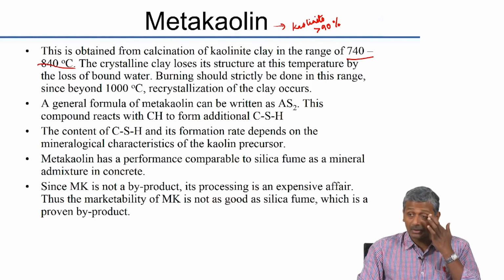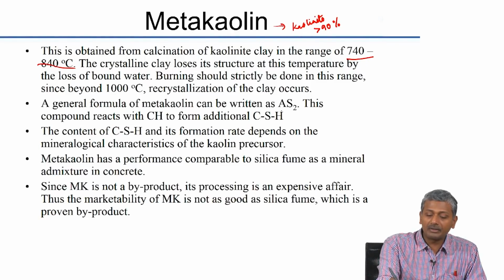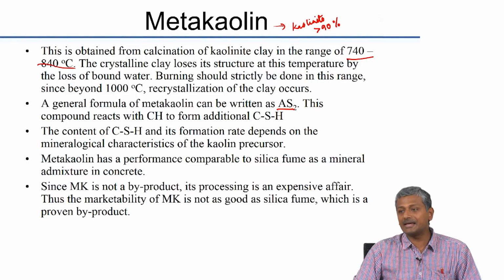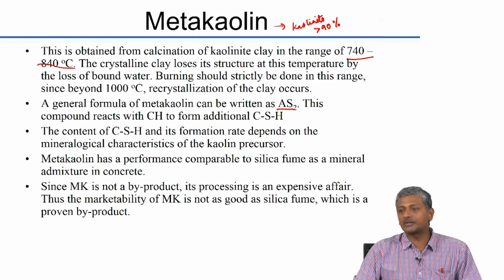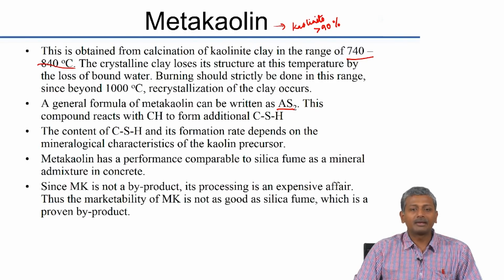Okay. So, the chemical formula of metakaolin can be written as AS2, 1 molecule of alumina to every 2 molecules of silica. Okay. That is mostly all clays, especially kaolinitic clays are of that formulation. Okay. And this compound reacts with calcium hydroxide to give you calcium silicate hydrate and calcium aluminosilicate hydrate. So, that is what you would have in your system.